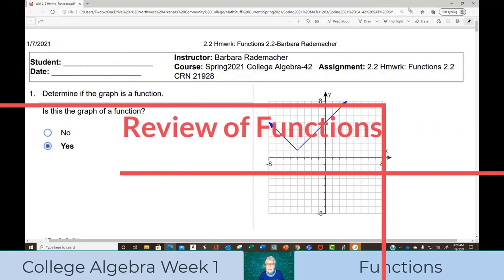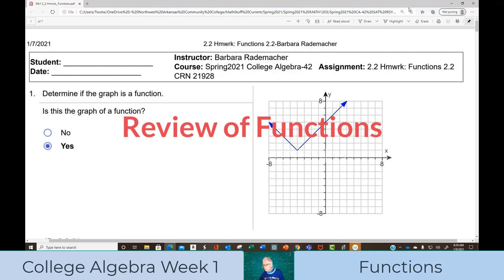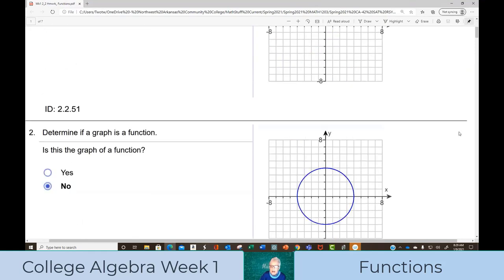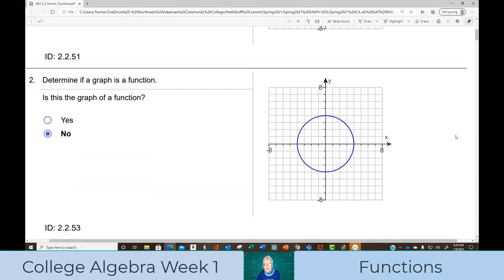So we're going to talk about functions. They're probably the most important topic in mathematics today, and actually for the last 100 years. Here we're being asked about a series of graphs, and this is the way you first learned about functions.